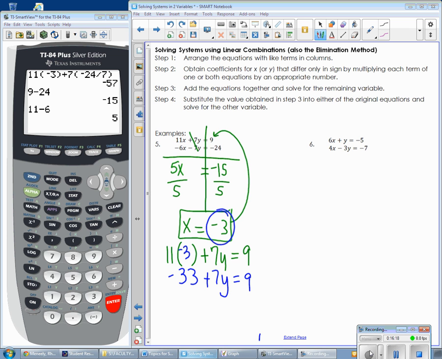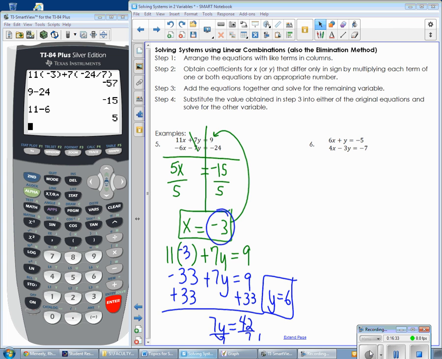is equal to 9. And so I'm actually adding 33 to both sides. And so we get 7y is equal to 42. And there we go. If we divide both sides by 7, we get that y is equal to 6. And this should work. So let's just double check. So if I've got 11 times my x value, which was negative 3, and then plus 7 times 6, there we go, I get 9.